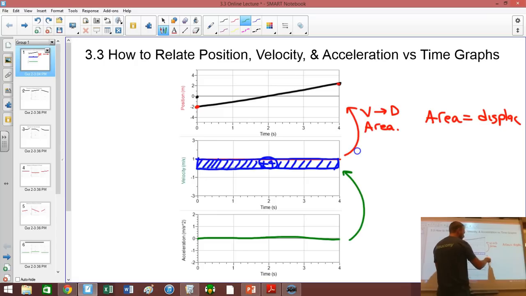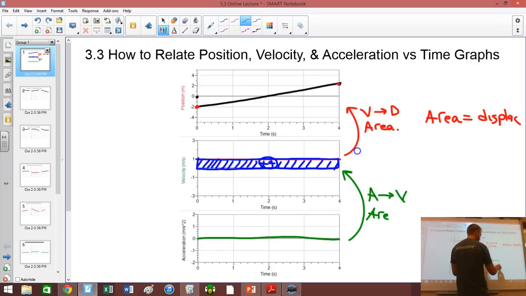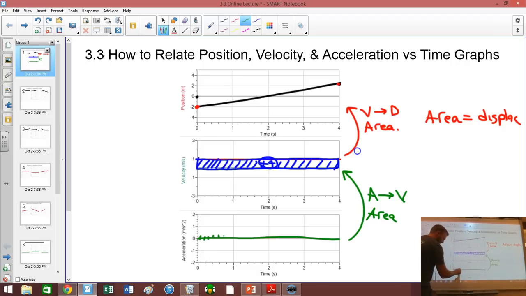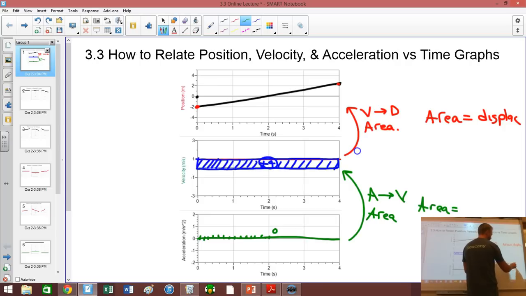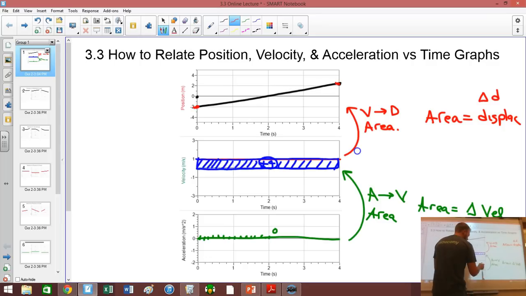When you go from this graph to this graph, when you go from acceleration to velocity, it's also the area. Look at the area underneath this graph to the 0 point. The area underneath that is 0. That area equals your change in velocity, just like this area equals your change in displacement. So I started at -2 and I went up to +2. Since I have an area of 0, that means my velocity doesn't change. My velocity started here at 1 and it also ended here at 1.